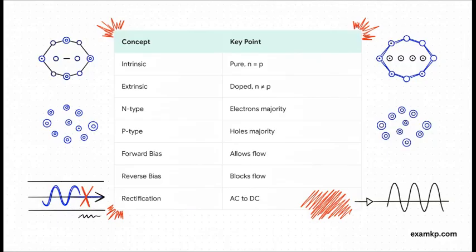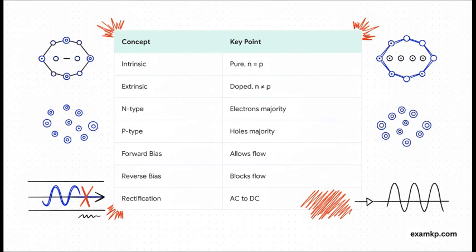Intrinsic, pure, where number of electrons equals number of holes. Extrinsic, doped, where they are not equal. N-type, majority carriers are electrons. P-type, majority carriers are holes. Forward bias lets current flow. Reverse bias blocks the current. And the main application we discussed is rectification, changing AC to DC.